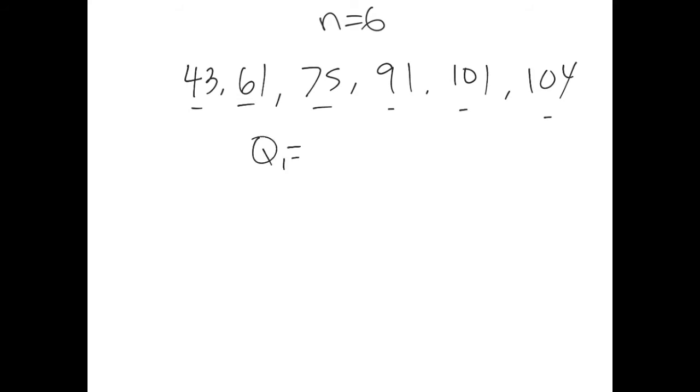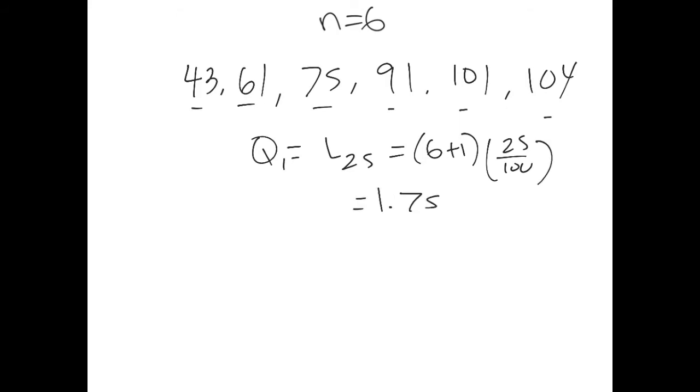Q1 is equal to the 25th percentile, so L of 25. L of 25 is 6 plus 1 times 25 over 100. In this case, the first quartile is going to be at the position of 1.75. What does that mean? It means we're going to the first value and about 75% of the way between the first and second observation. So quartile 1 is going to be somewhere in between 43 and 61. Particularly, it's going to be 75% of the way between 43 and 61.